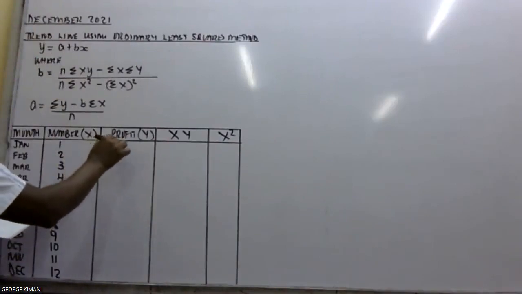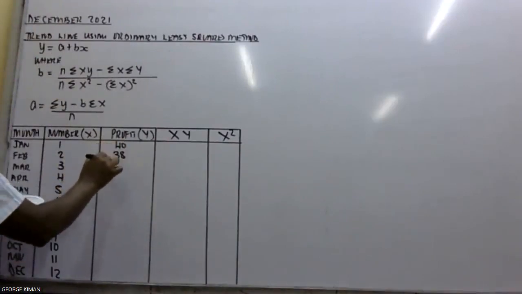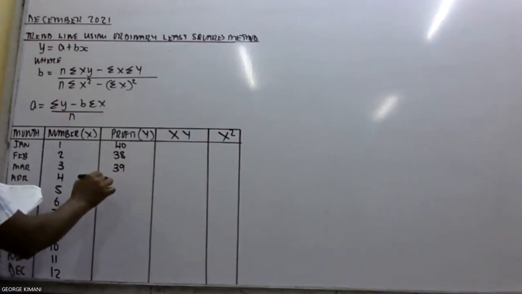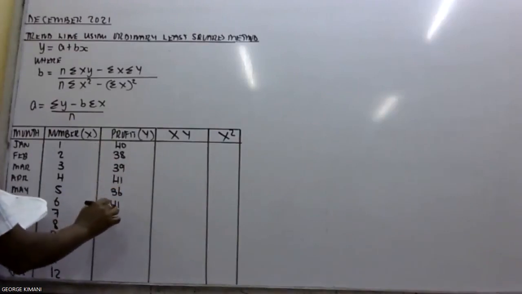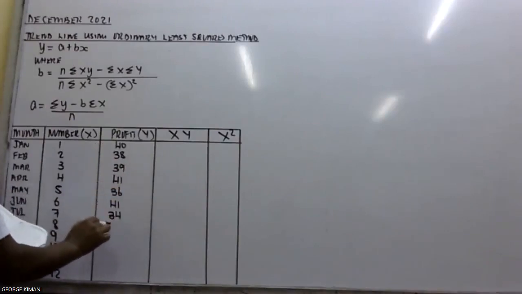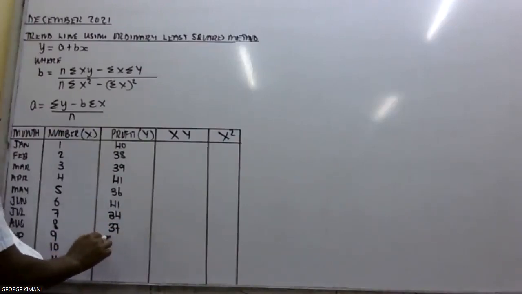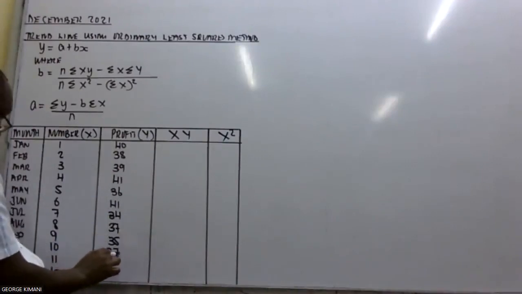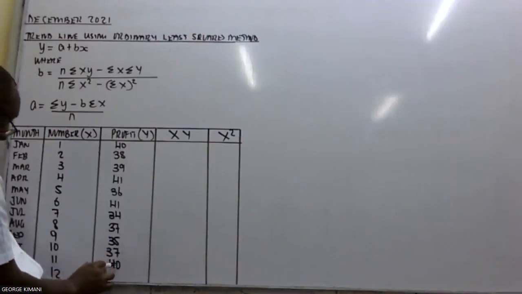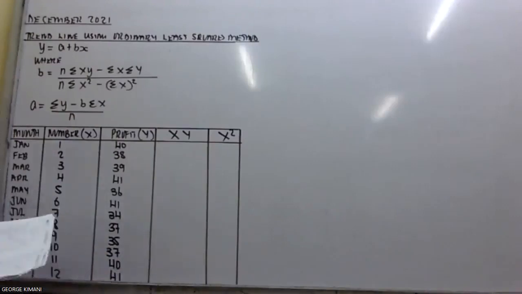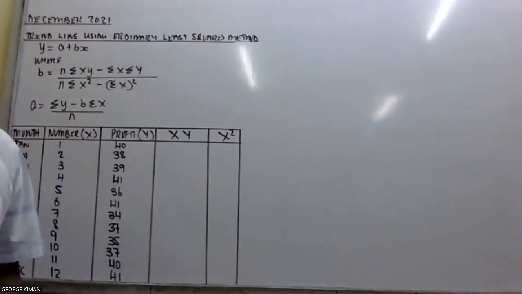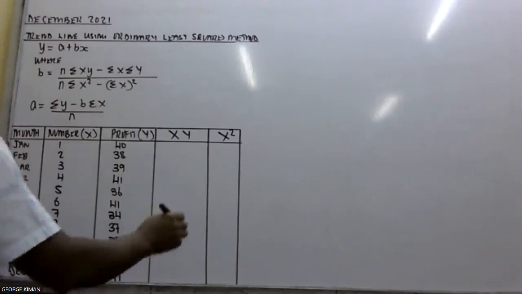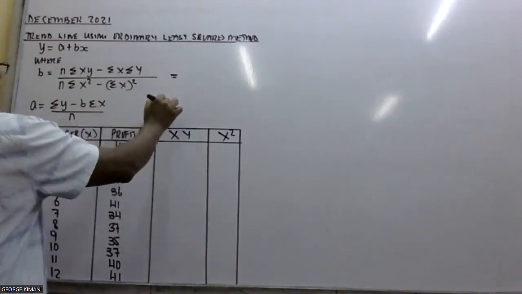So then you have 40 here, 38, 39, 41, 36, 41, 34, 37, 35, 37, 40, and 41. So work out, get the totals, and give me the value of B, and you give me the value of A.